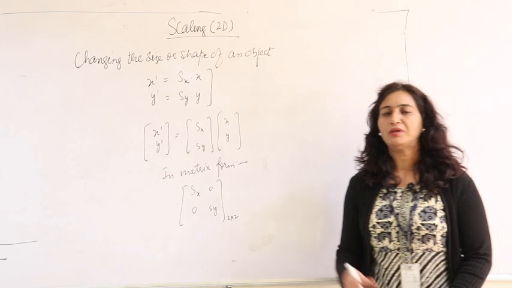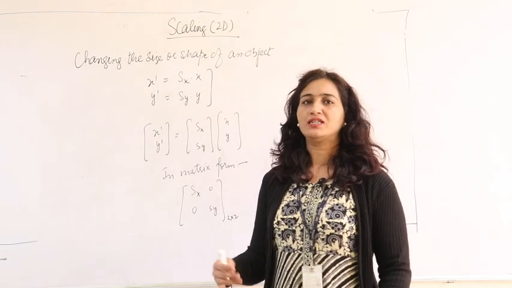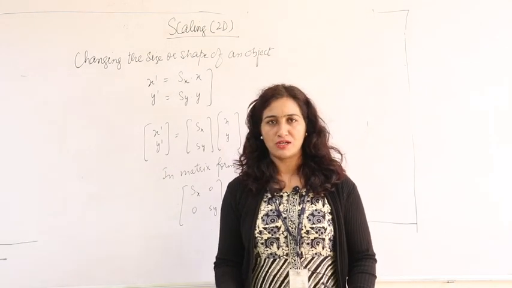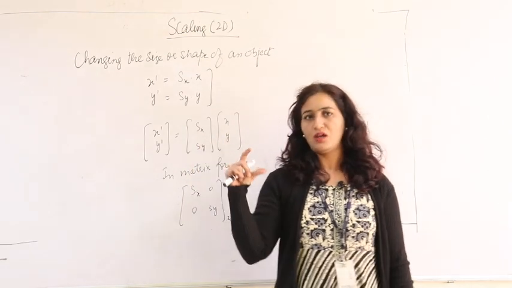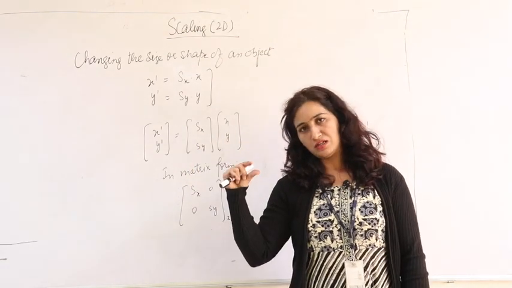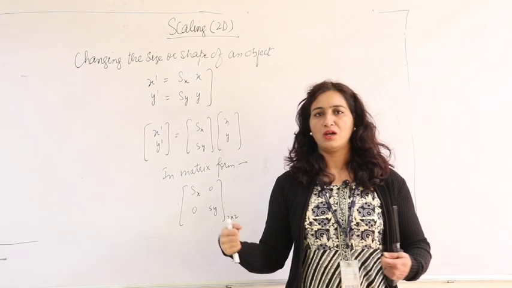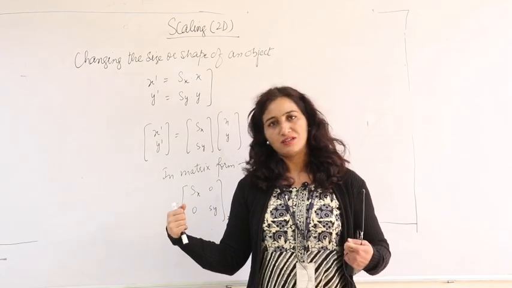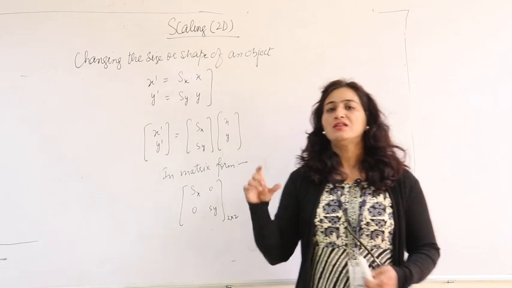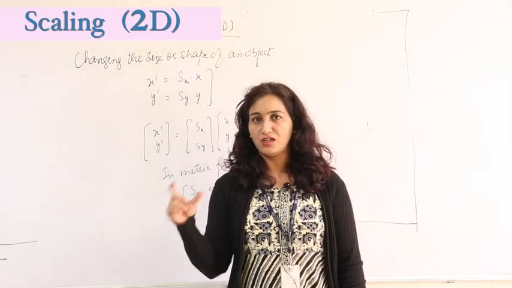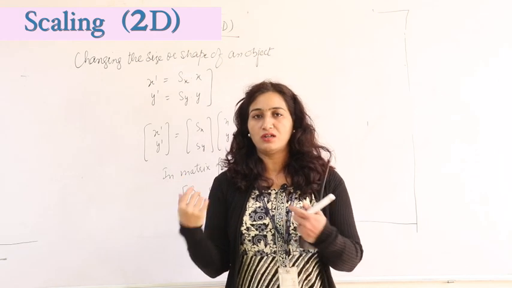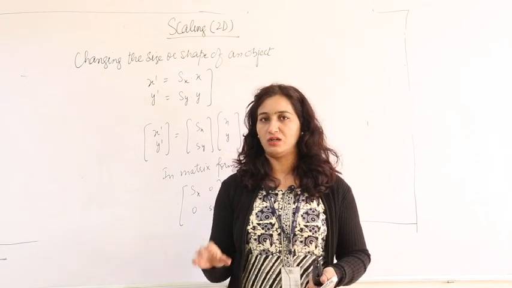2D scaling. Scaling means what? Scaling means changing the shape or size of an object. Suppose there is a spring. When you press the spring, the shape is changing. Suppose there is a rubber band. When you extend that, the shape is changing. So it means you scale in or scale out the size of an object. You are changing the size of an object, that is called scaling.